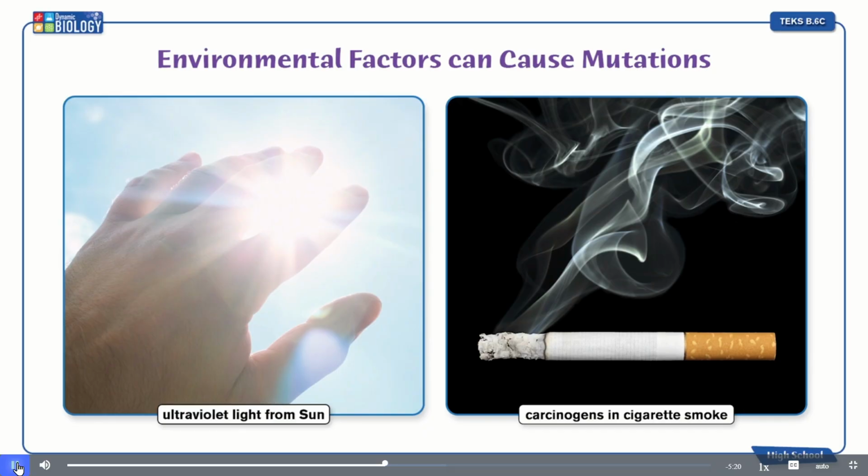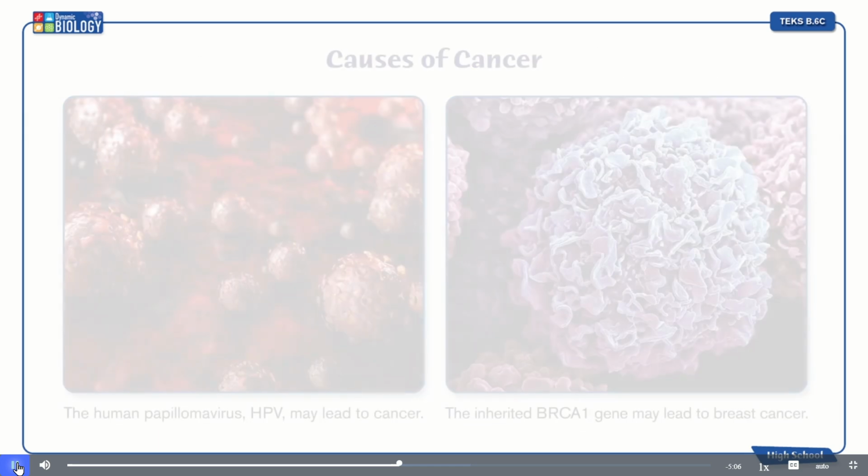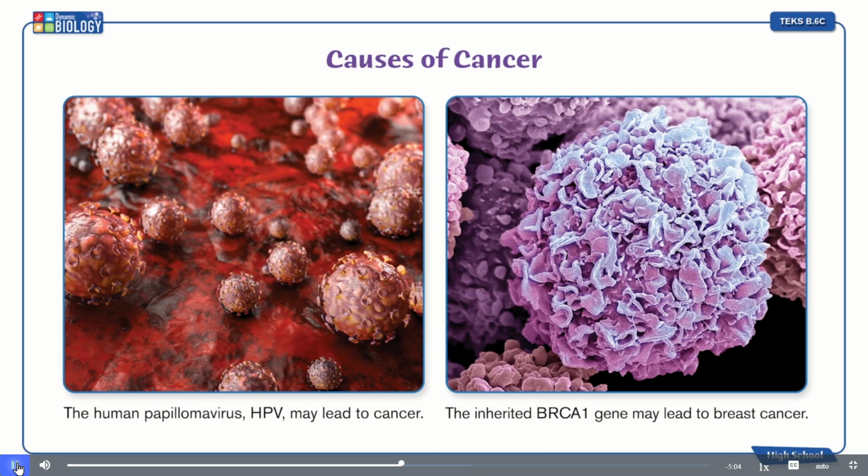Cancer-causing mutations can be stimulated by environmental factors called carcinogens. These include exposure to ultraviolet light and pollutants such as those in cigarette smoke. Cancer may also be caused by some viral infections, such as the human papillomavirus, or inherited gene mutations, such as the BRCA1 gene, that may lead to breast cancer.